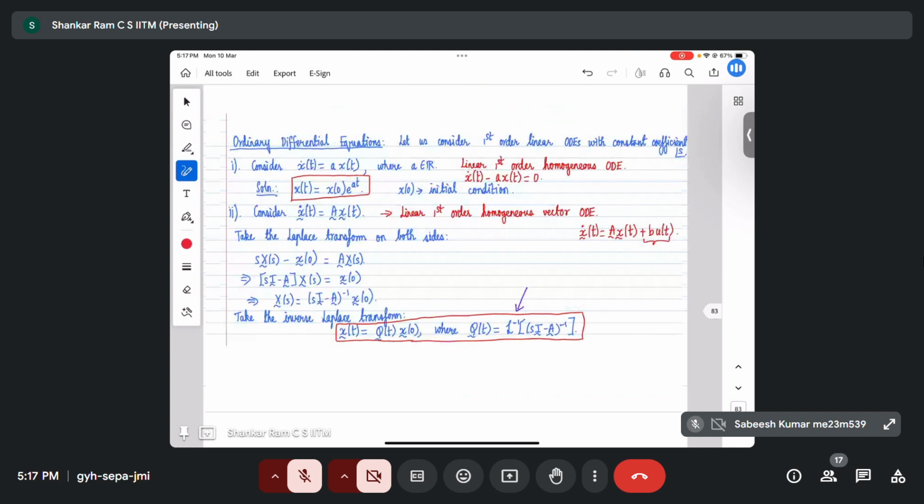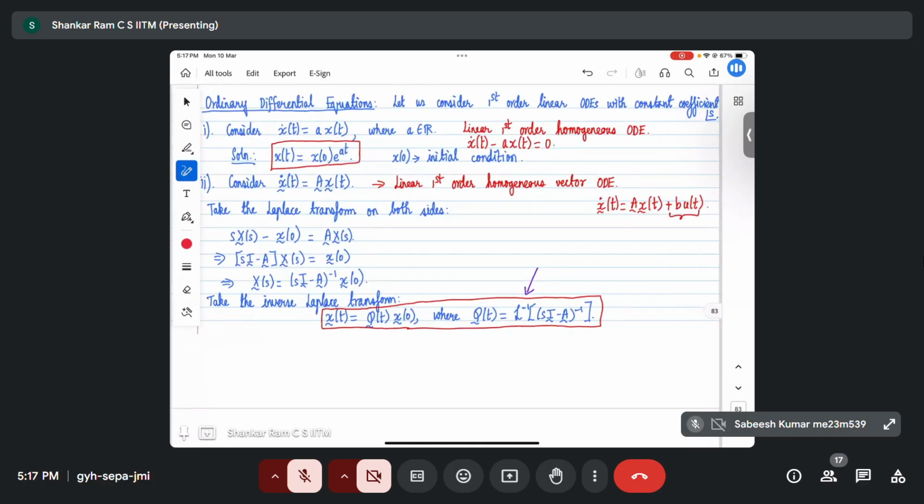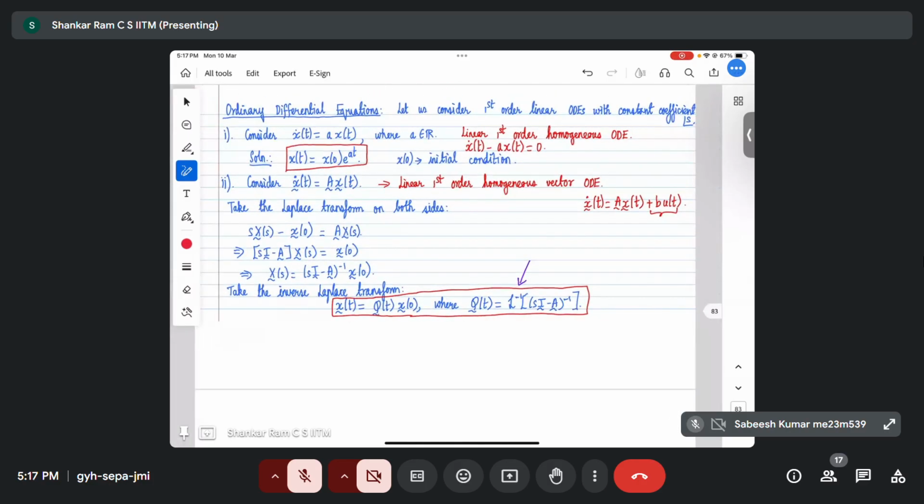Right? So why did I ask that? Because solving ODEs is a very important aspect, particularly when we go for computational classes. In fact, let's say we start with the first order ODE. Okay, x dot equals ax, where a is a real number. So this is what is called a linear first order homogeneous ODE.